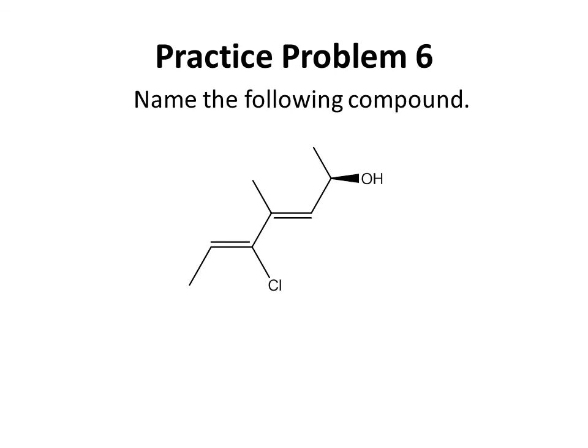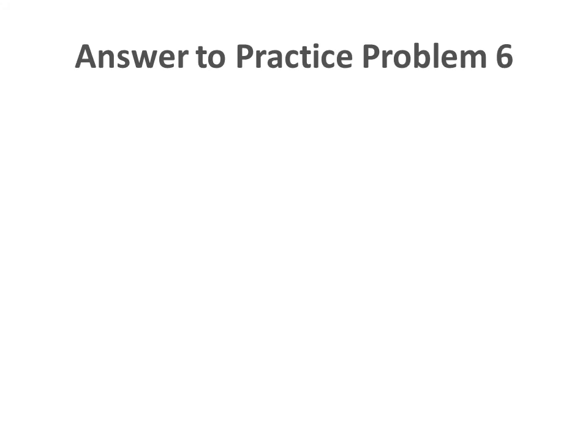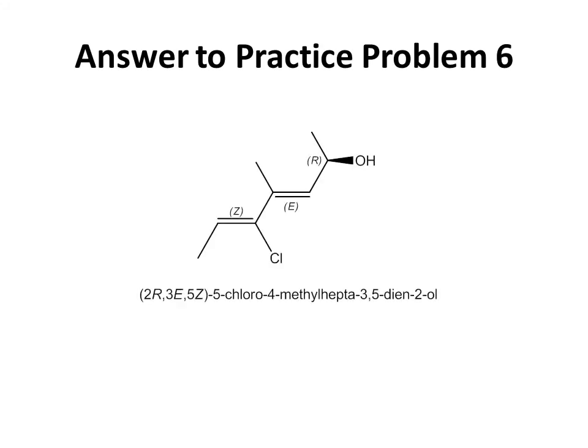Practice problem 6. Name the following compound. This compound will have a mixture of E and Z and R and S designations. Answer to practice problem 6. In this compound, we have to number from the upper right to the bottom left in order to give the position of the carbon with the OH the lowest possible number. That's a stereogenic center as well, so we'll have to use an RS designation.